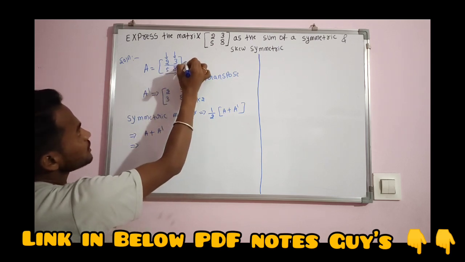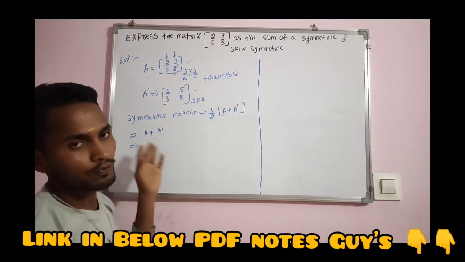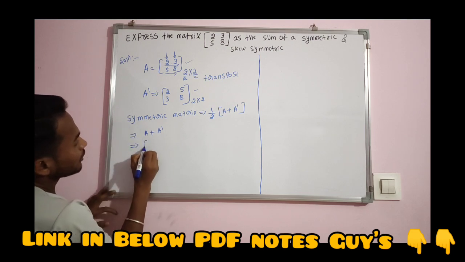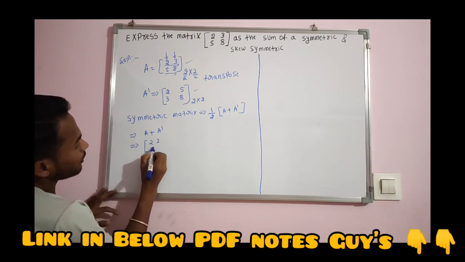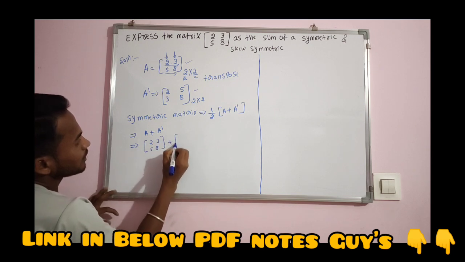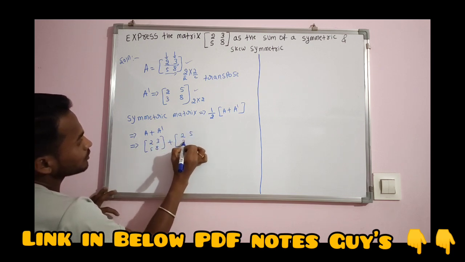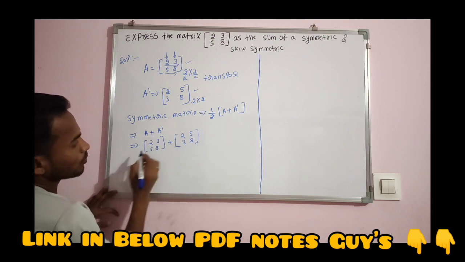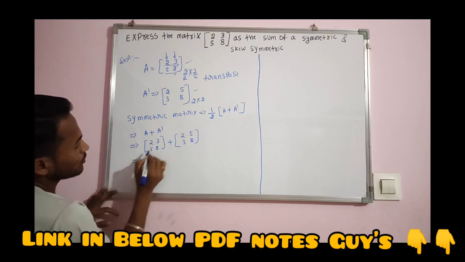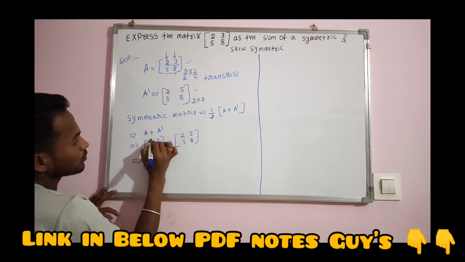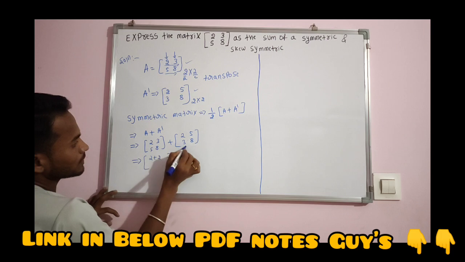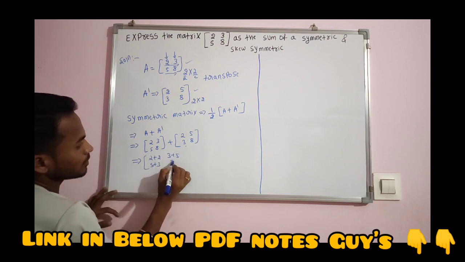So I have to add this A plus A dash. Okay, so this is A plus A dash. What is A? A equal to 2, 3, 5, 8. Then plus the transpose 2, 5, 3, 8. Okay, so how to add this? Row into row. So 2 plus 2, 3 plus 5, 5 plus 3, 8 plus 8.